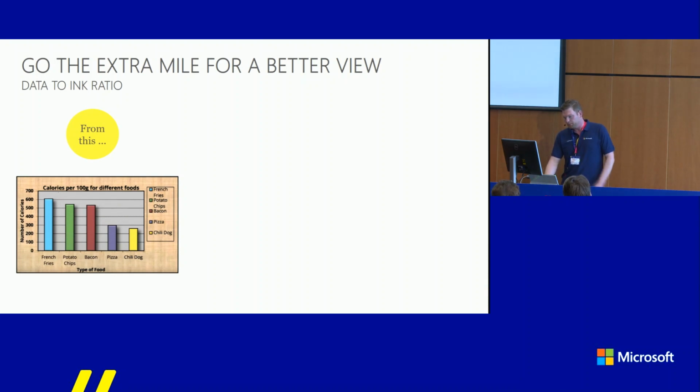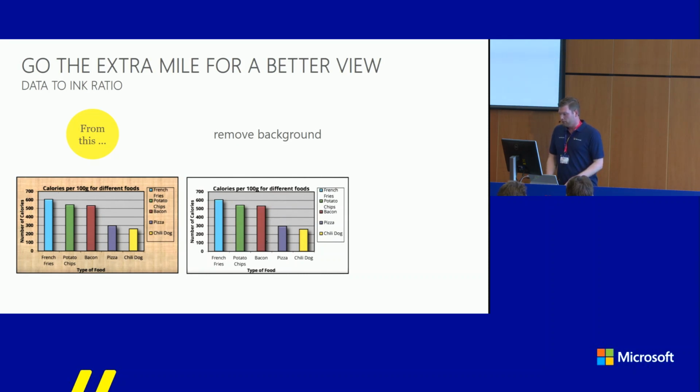Let's take an example where we make the data to ink ratio better. This has a lot of ink, but what it says, you have to look at it a few times, and then you know what the author really wants you to see. So first, remove the background. It's useless.